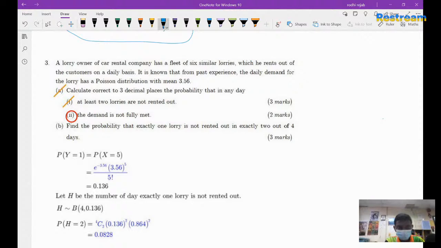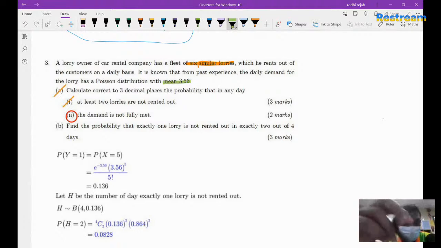So we try to do this question first. A lorry owner, a car rental company, has a fleet of six similar lorries, which he rents out to customers on a daily basis. It is known from past experience the daily demand for the lorry has a Poisson distribution with mean of 3.56. Calculate, correct to three decimal places, the probability that in any day, at least two lorries are not rented out.